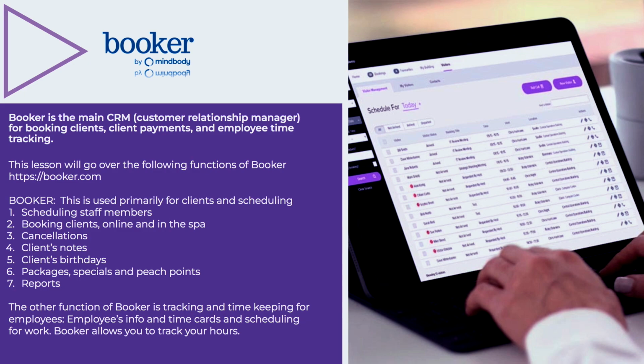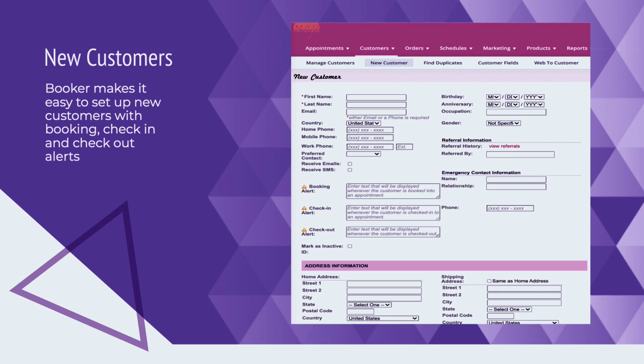I mentioned this earlier, but it schedules our staff members, it books clients, it manages cancellations, it's a place where we keep track of client notes, including things like birthdays, and it's a place where we offer packages, specials, and allow people to gather peach points for use against future services. And then, of course, there's a number of back office reports that it generates to help us with things like inventory and ordering.